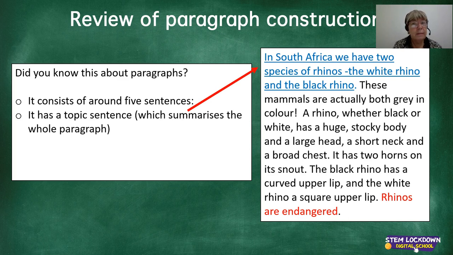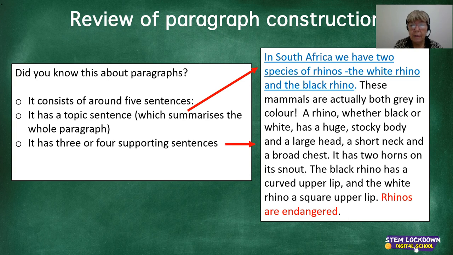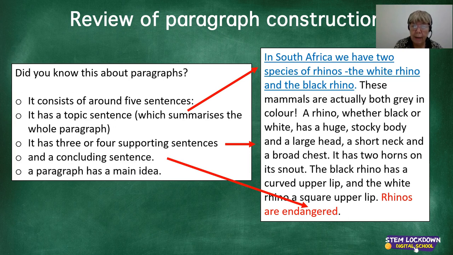Remember, the topic sentence doesn't always have to be the first sentence. It can be the second sentence or the third sentence. But in this case, it's the first sentence. In South Africa, we have 2 species of rhinos, the white rhino and the black rhino. And all the other sentences relate to that sentence. It has 3 or 4 supporting sentences, and it has a concluding sentence. Rhinos are endangered.